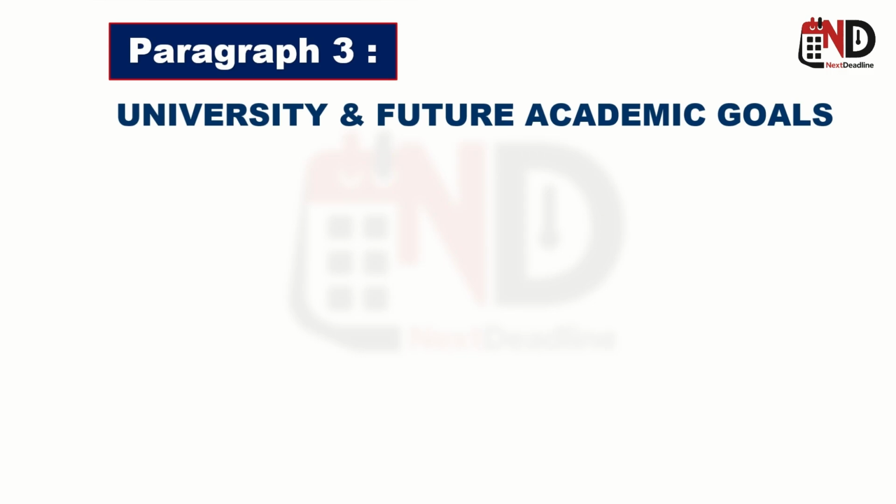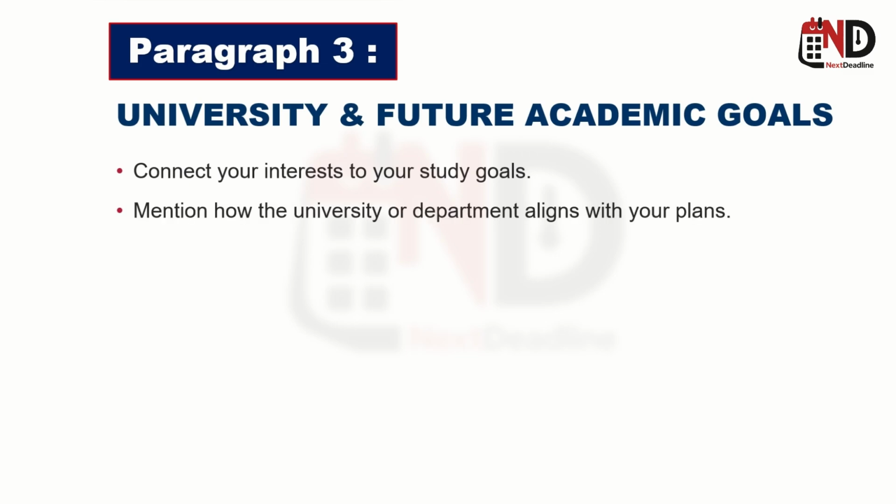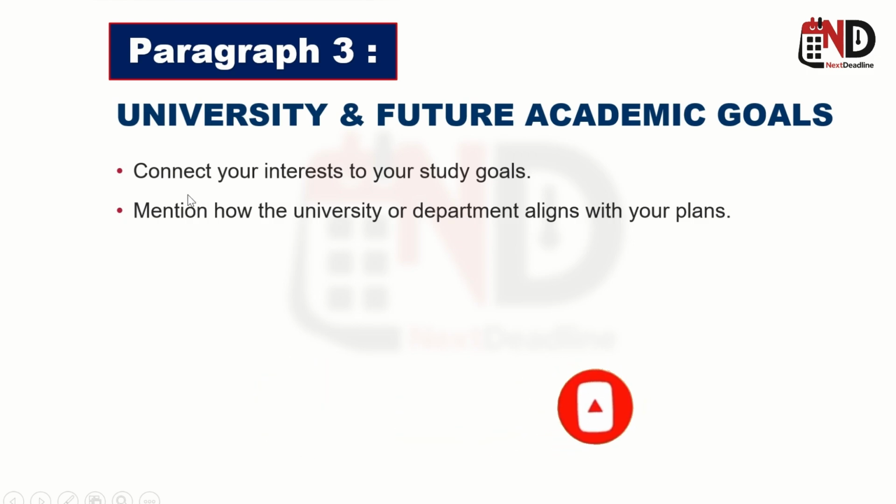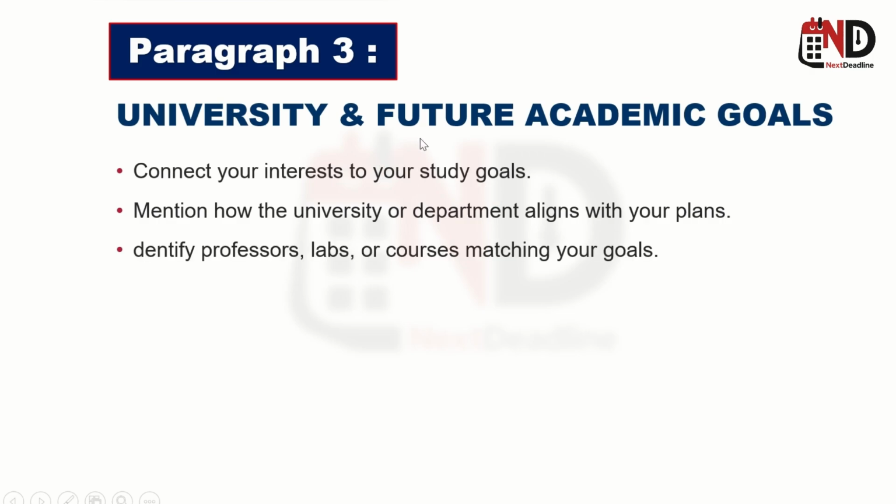So let's look at paragraph 3, the university and future academic goals. You connect your interest to your study goals. You mention how the university or the department aligns with your plans. I don't know if you get it, but it will be very clear when I read my SOP. You connect your interest in the previous paragraph to your study goals, what you want to achieve during the studies. Then you mention how the university or the department aligns with your plan, your goals.